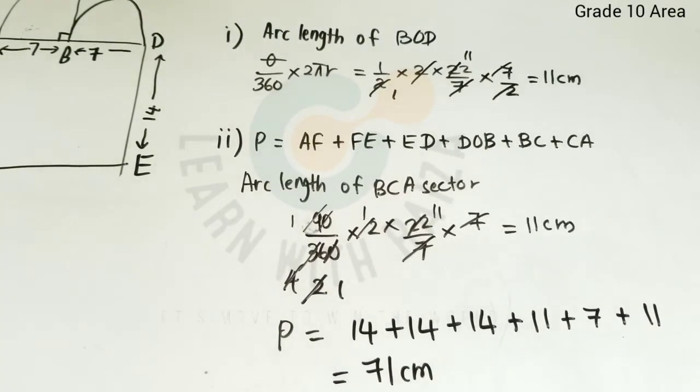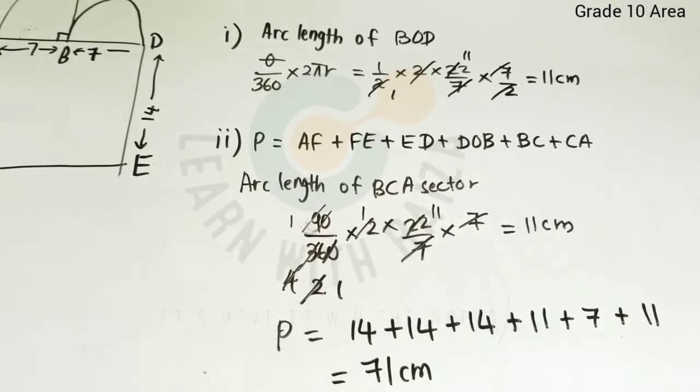Right, then Roman number 3, it says what is the ratio of the area of ABC sector to the area of the badge?